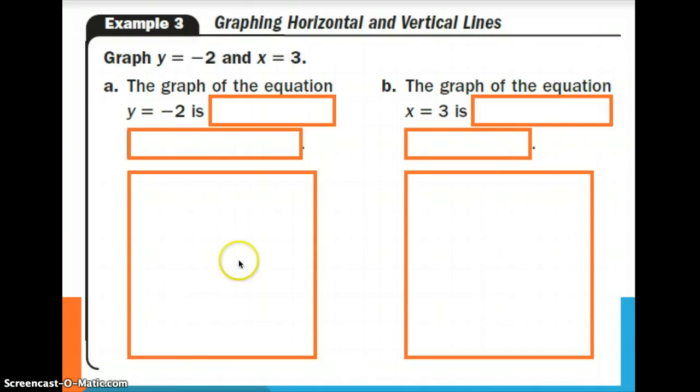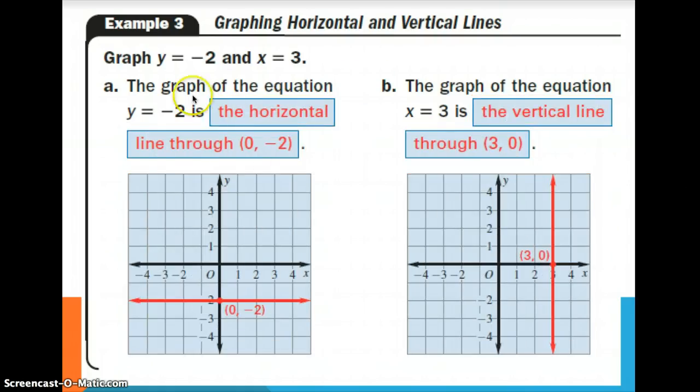Next, we're going to graph y equals negative 2. When you graph just y equals negative 2, I know I don't have a graph here, but go on your y-axis, go down to negative 2 and put a dot. Next, you're going to draw a horizontal line through the point 0, negative 2.